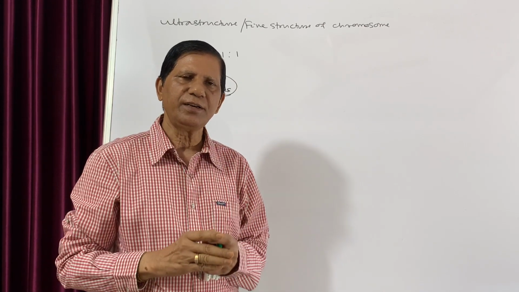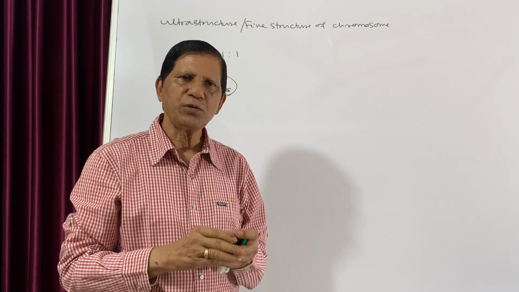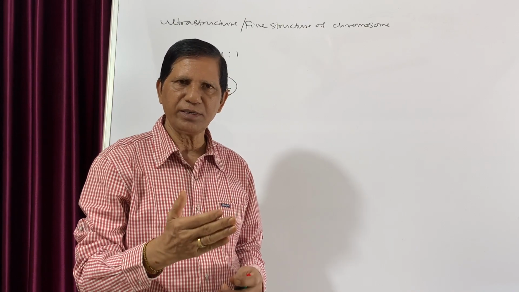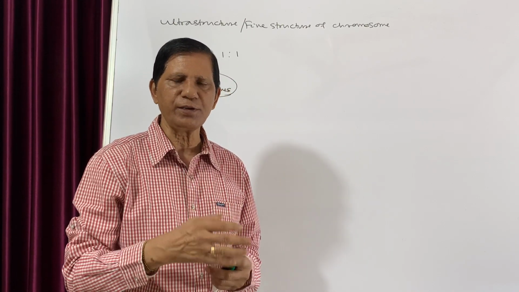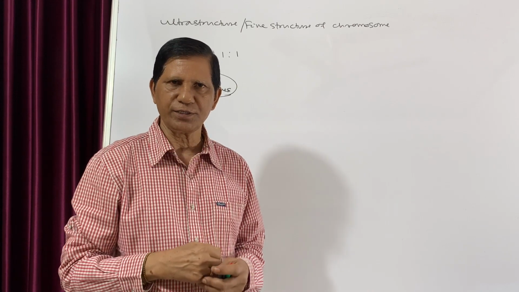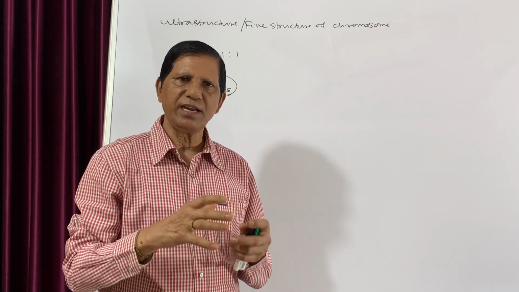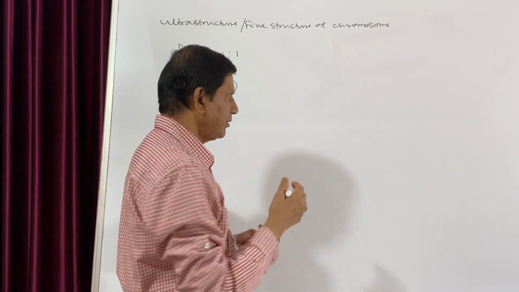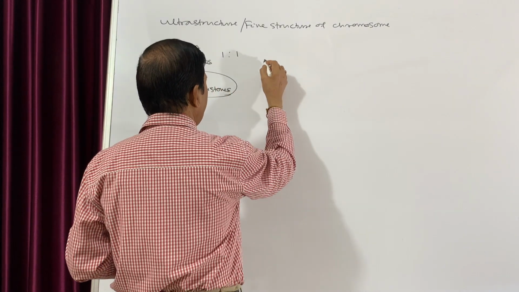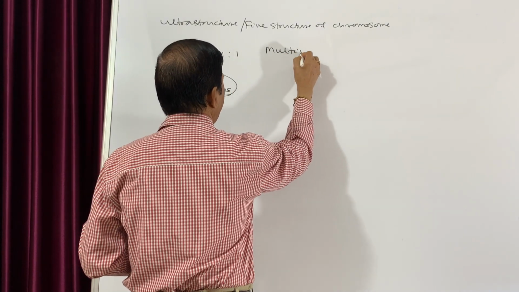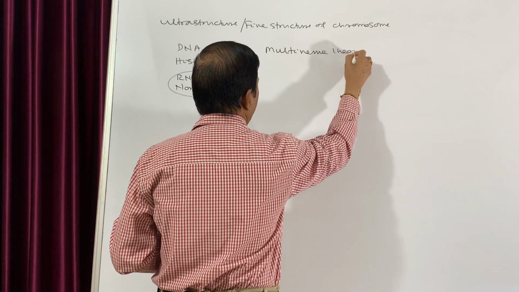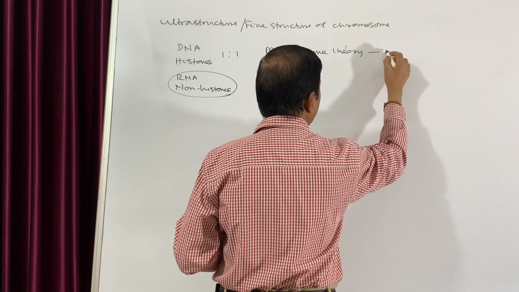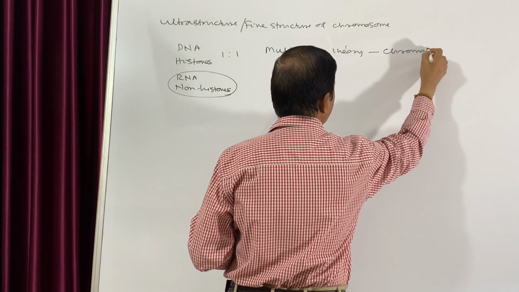Now, earlier the view was that a chromosome consists of several chromatids. We know that when the chromosome is in the dividing stage, prophase or metaphase, each chromosome has 2 chromatids. But earlier scientists had the view that a chromosome consists of several chromatids, and that was known as the multinem theory. That means the chromosome consists of several chromatids.